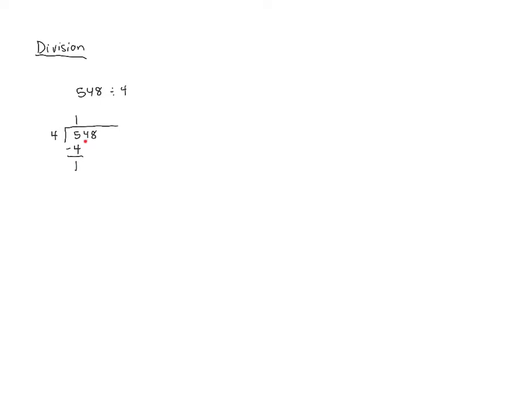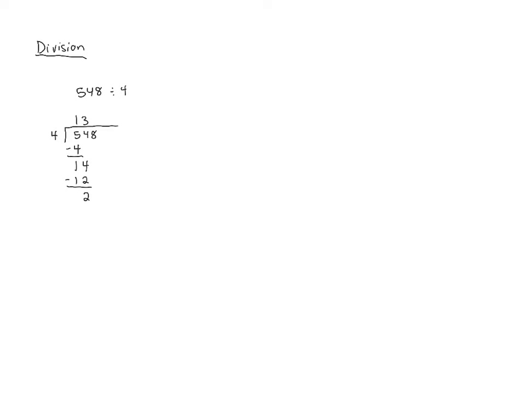Then we move over and we look at the next digit, 4, and we bring it down along with the remainder from the previous step, and now we have 14. And we ask ourselves, how many times does 4 go into 14? Well, 4 goes into 14 3 times, because 4 times 3 is 12. And when we subtract, that gives us a remainder of 2.